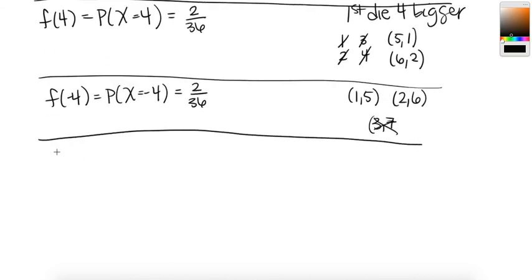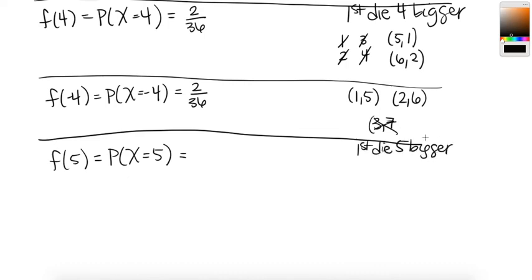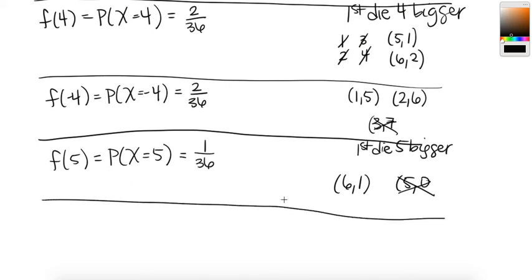All right. f of 5, that's the probability that x is equal to 5. So this means that the first die is 5 bigger, and let's start top down. We've been going from 1 and up, but let's start, if the first die is 6, that's 5 bigger than 1, and that's going to be it, because if we go down to first die is 5, well, that's 5 bigger than 0, which is not something that we can do. So this is 1 out of 36.